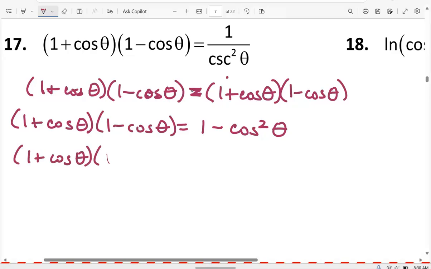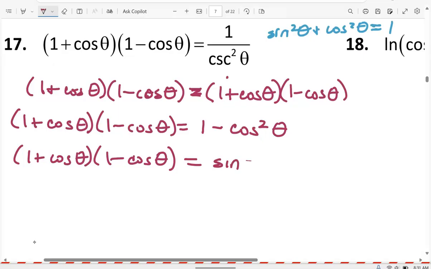Again, leaving the left side alone, we're going to transform the right, and 1 minus cosine squared of theta is a variation of the Pythagorean identity. Remember that sine squared of theta plus the cosine squared of theta is equal to 1. So if we subtract cosine squared of theta from both sides, 1 minus cosine squared theta is equal to sine squared of theta.